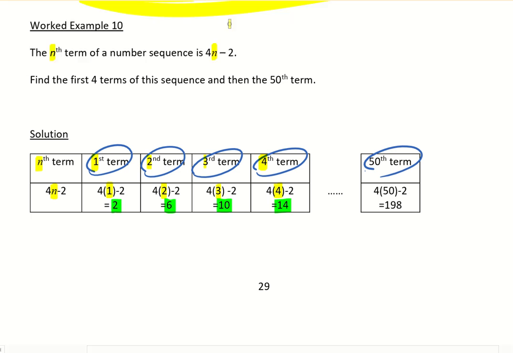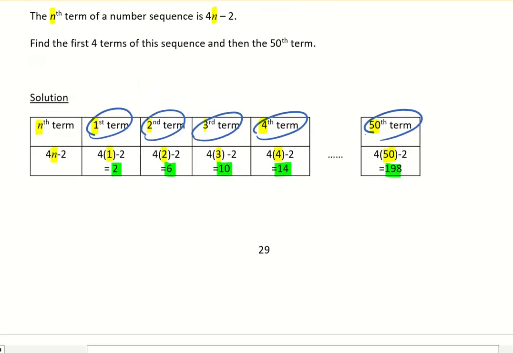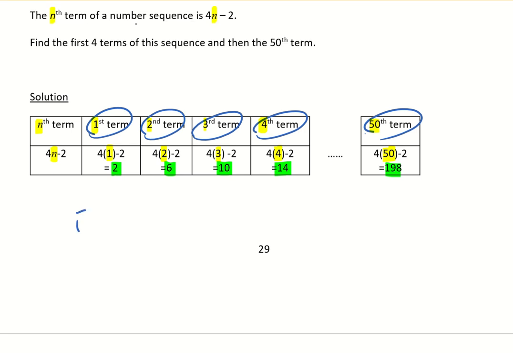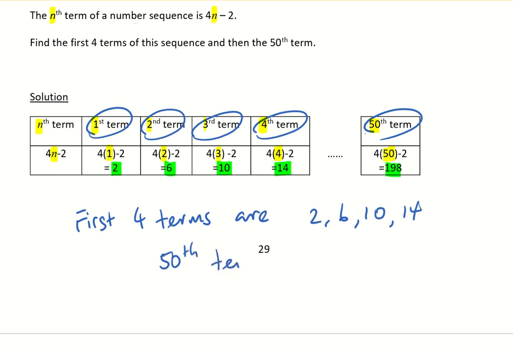Finally, they wanted us to find the 50th term. Very simple. Same formula, change the n to 50. Press calculator, get your answer. And here's our answer. So in your presentation, you just write first 4 terms are 2, 6, 10, 14. 50th term is 198.